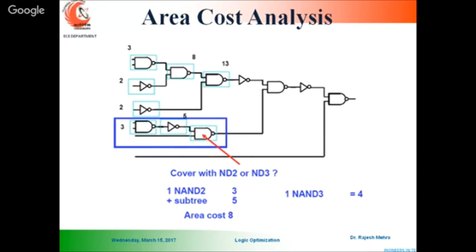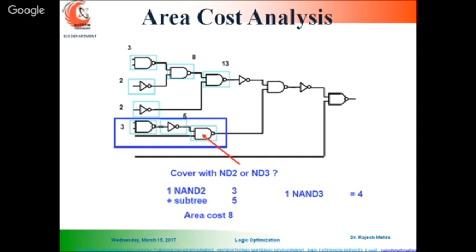Then at this point, when we select another, you can see that it is 13. 13 means 8 plus 2 of this one plus 3 of this one, and here we are getting 13. And at this point it is 3 plus 2, 5 up to here, and then 3 of this one. It will be equal to 8. And if we replace it with a 3 input NAND gate, then the cost will become 4. So we have one option.